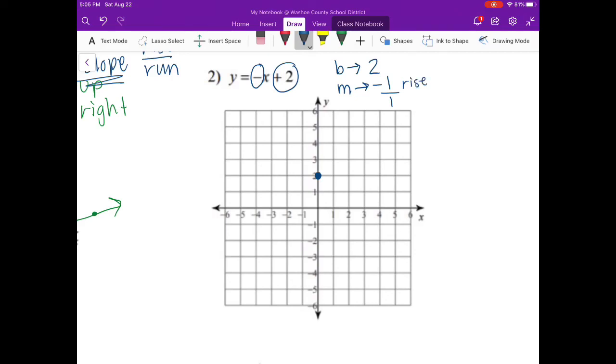So in this case, we're going to rise. Because it's negative, I'm actually going to go down. And then this one's positive, so I'm going to run right. So from my intercept, I'm going to go down 1, right 1, down 1, right 1, and keep going there. And I can also go in the opposite direction to create that line. Then I'm going to connect the dots here, and that's going to be the sketch of my line.